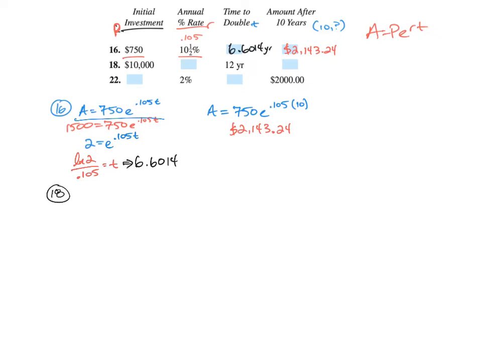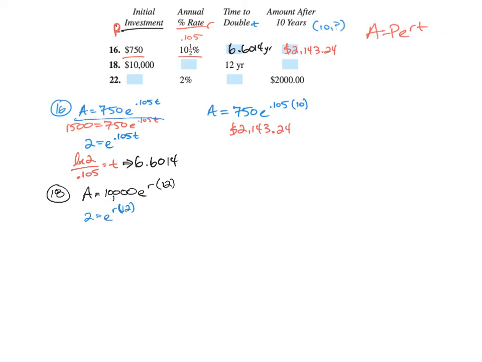So my A is equal to this 10,000 E to what do I know? Do I know my rate? No, I don't know my rate. However, do I know my time? Yes, I know my time is 12. But it's to double. So what's going to be my A? 20,000, exactly. Or you just said equal to 2. So now you have 2 equals E to the R times 12.